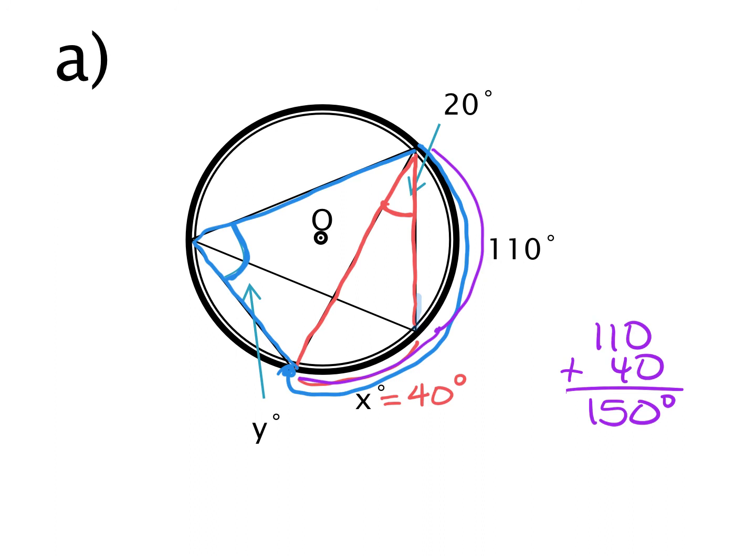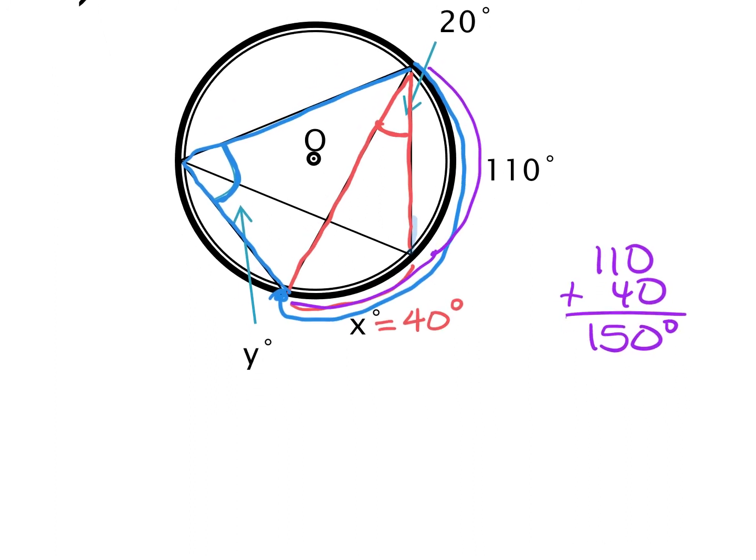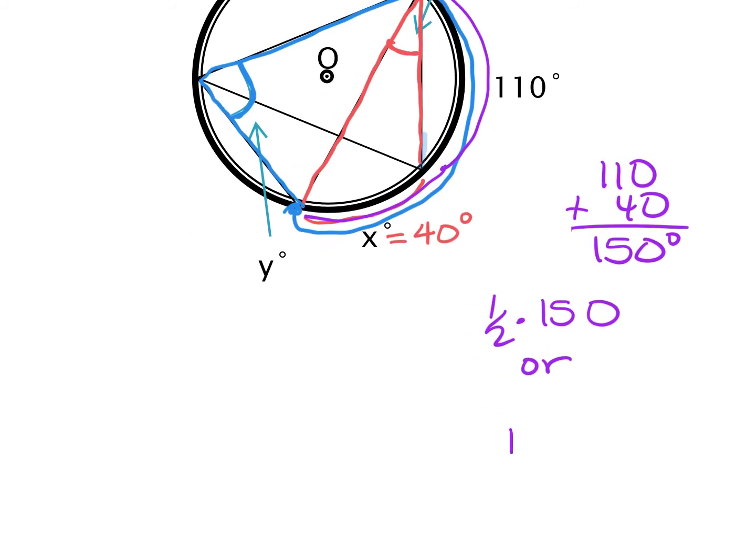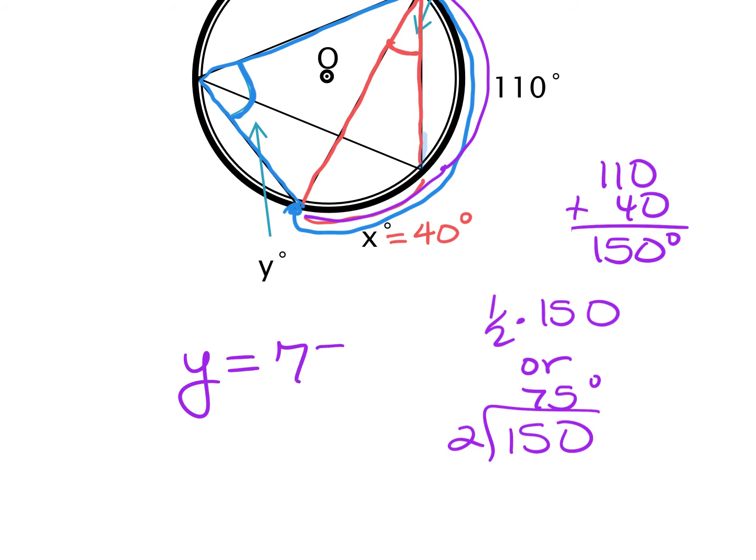To find the measure of angle y, all I have to do is multiply it by 1/2 or divide it by 2. So 1/2 times 150, or you can do 150 divided by 2, and you get 75 degrees for angle y.